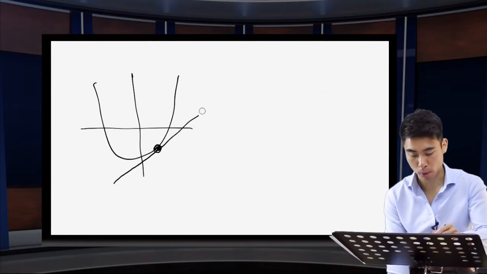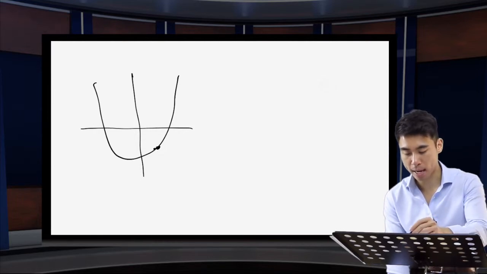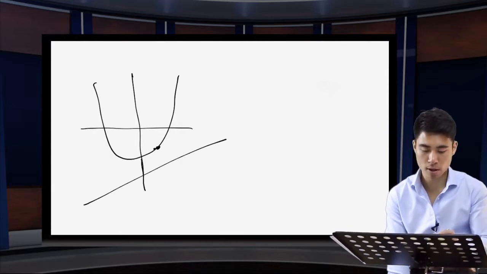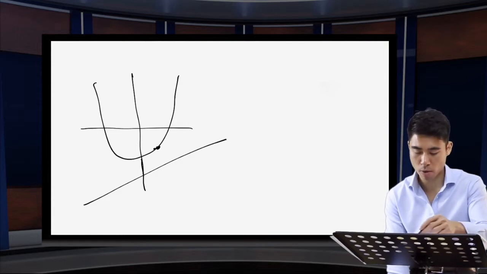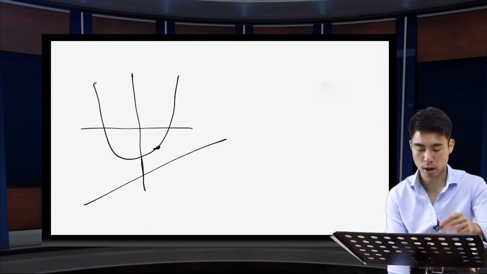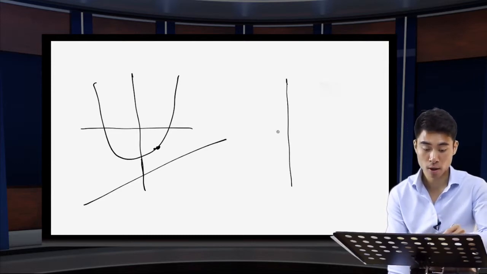But it's also possible to not have any solutions at all. Okay, so if this is my quadratic and my straight line looks like that, you can see there are no points of intersection. There are no points where this straight line will intersect with this quadratic curve here. That's obviously not the case with straight lines.